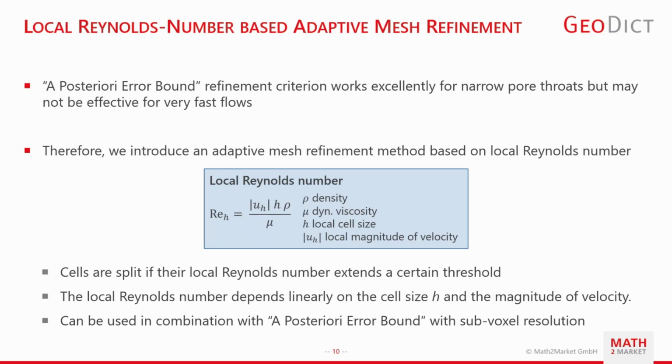It depends on the cell size, the density, the magnitude of the velocity, and the viscosity. The second new mesh refinement criterion splits a cell if the local Reynolds number is higher than the specified threshold. And you can also combine this mesh refinement criterion with the posteriori error bound criterion. So you can combine both and test what works best for your case.